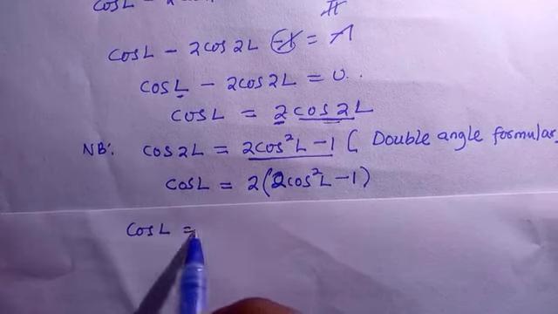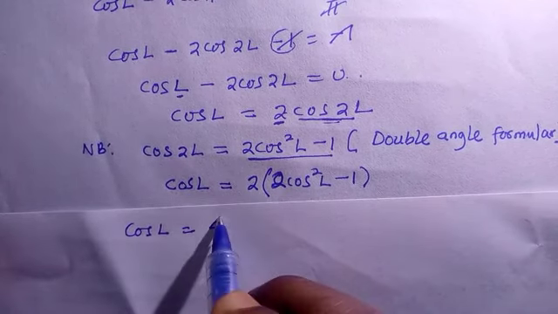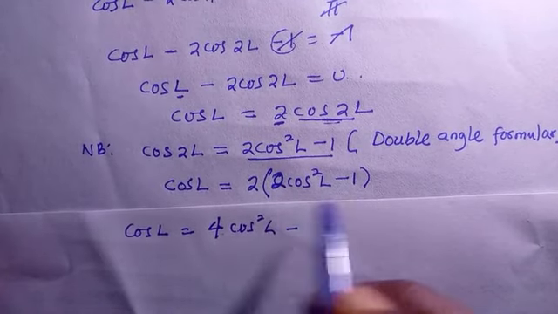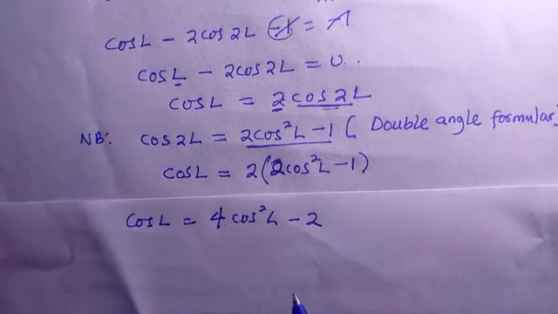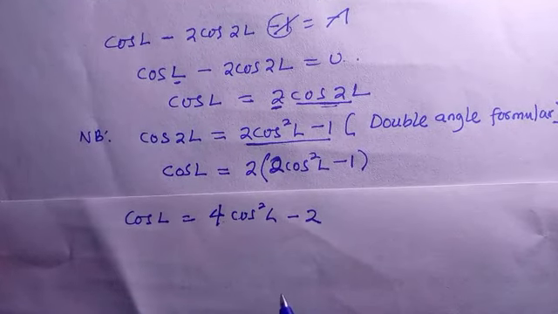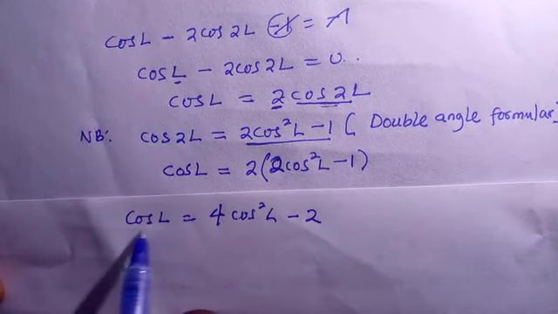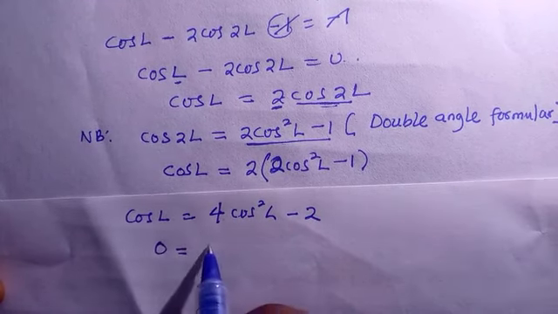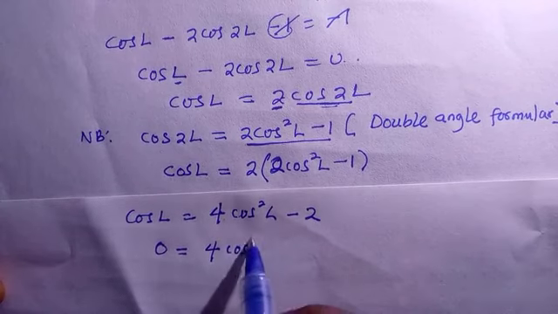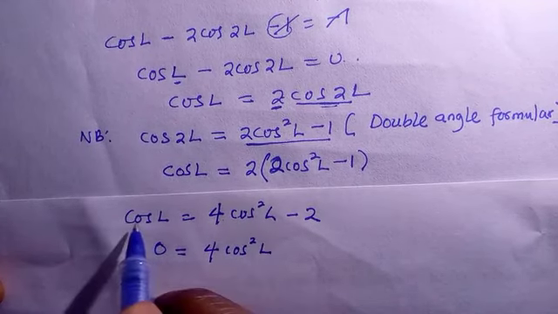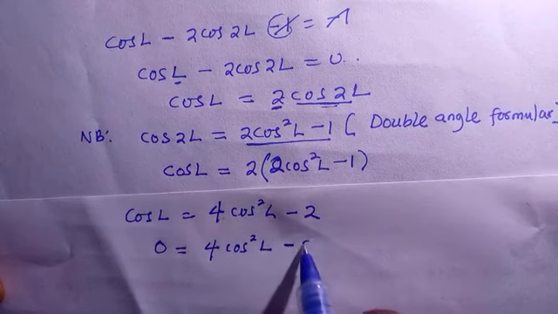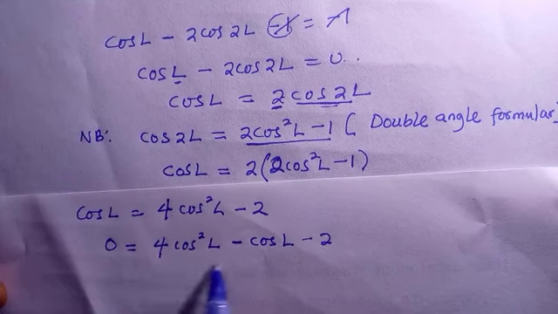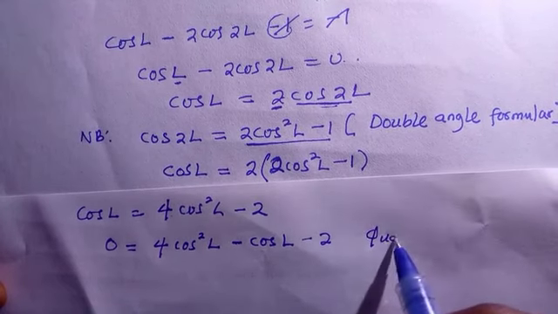So here we have cos L equals 2. By opening the parentheses, we have 4 cos square L minus 2 times 1 is 2. And this is making sense. So what to do now is transfer cos L to the right hand side, and we are left with 0 here. So it's coming here, while we have 4 cos square L, and when cos L comes, it becomes negative, we have minus cos L minus 2. And this automatically forms a quadratic equation.